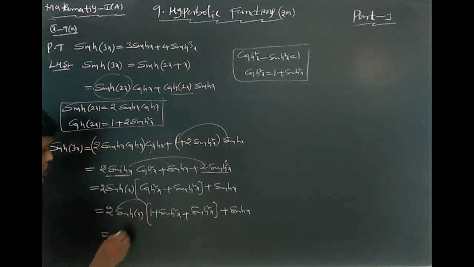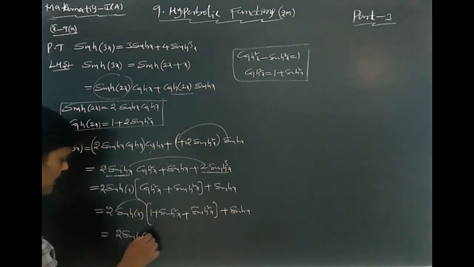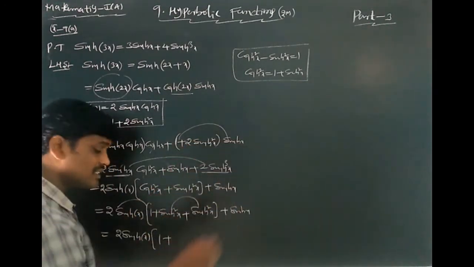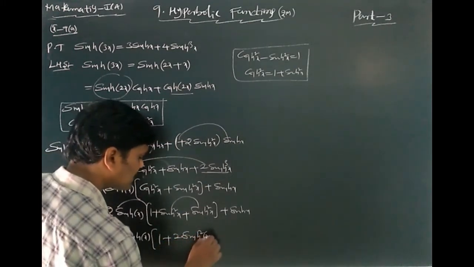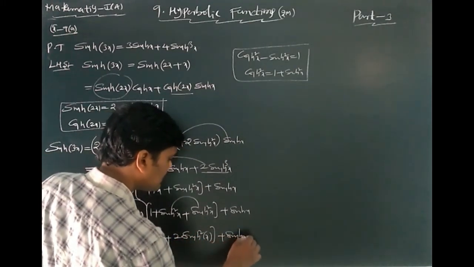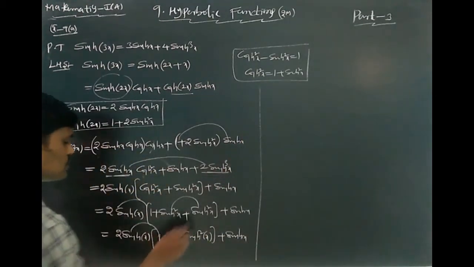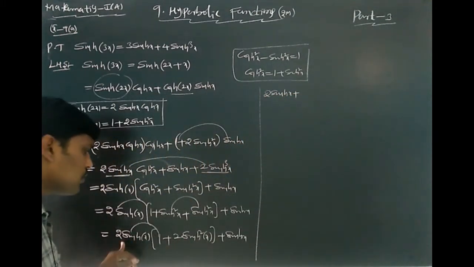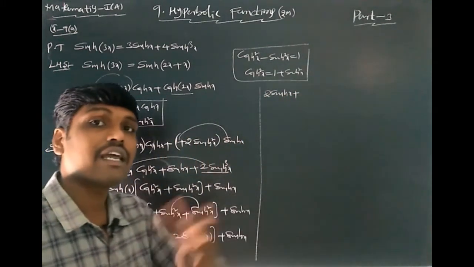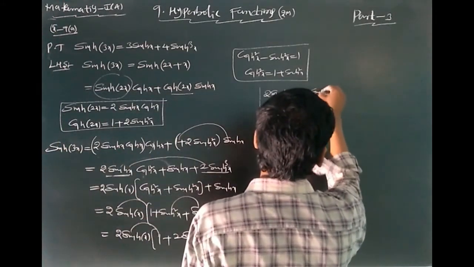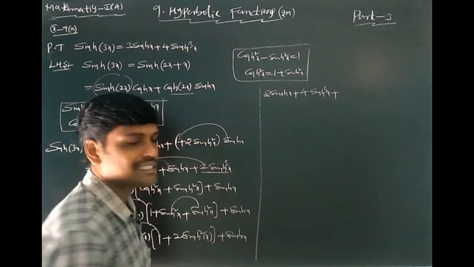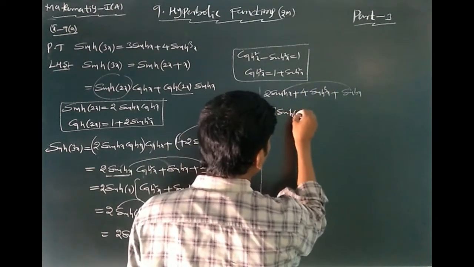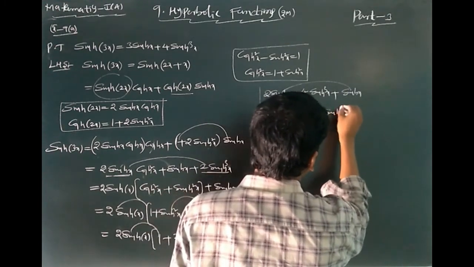After that you can write 2 sin hx into 1 plus sin h square x into sin h square x plus sin h square x, 2 sin h square x plus sin hx. After that, multiplying internally, 2 sin hx into 1 you can write 2 sin hx, plus 2 into 2 is 4, sin hx into sin h square x you can write 4 sin h cube x, plus here sin hx is the last term. This sin hx plus 2 sin hx you can write 3 sin hx plus 4 sin h cube x.